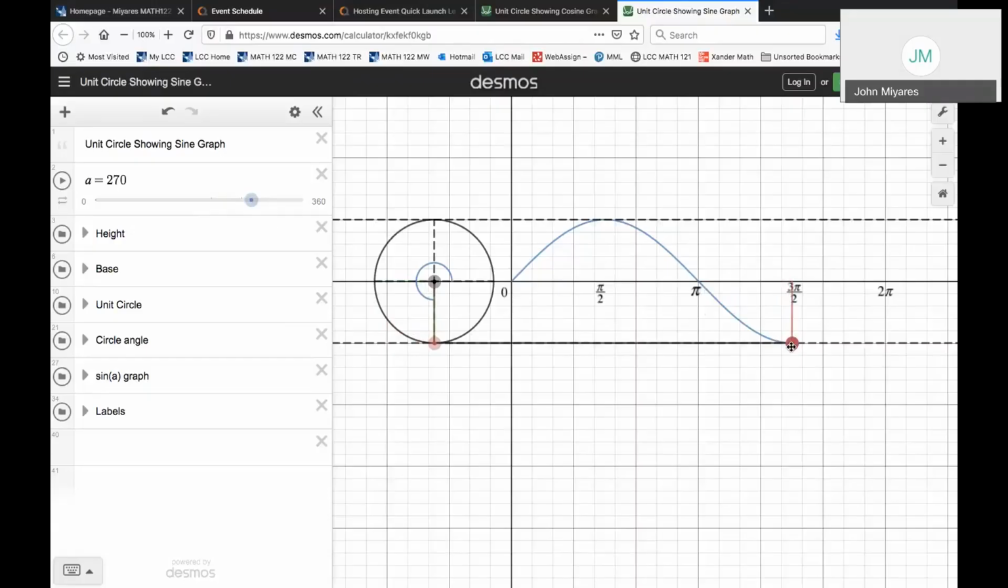Let's continue through quadrant 4. As we work our way through quadrant 4, the y values are still going to be negative, but they're working their way back towards 0 as we get closer to 360 degrees. Once we get to 360 degrees, again, the y value will equal 0 at this point, and the r value still equals 1.